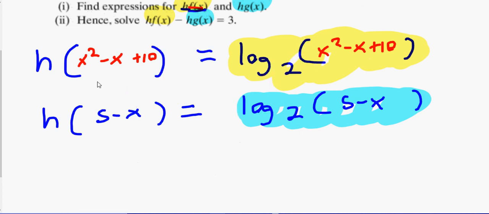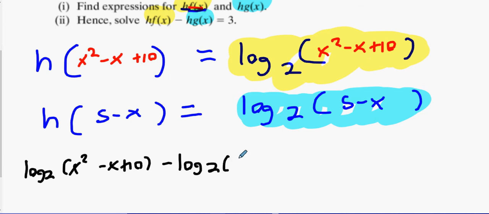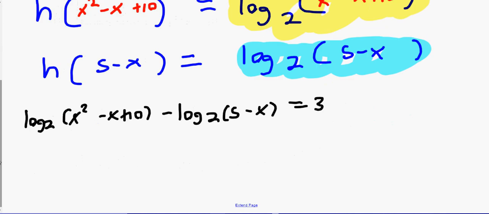Alright, let's try this out. So the yellow one is log base 2 of x squared minus x plus 10, take away log base 2 of 5 minus x, equals 3. So we're going to do what Ben told us earlier. Ben told us, why don't you do the division rule?